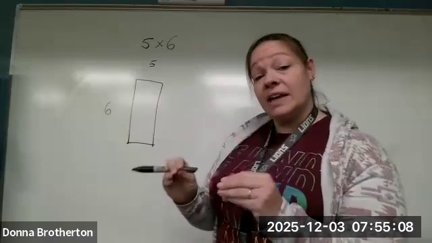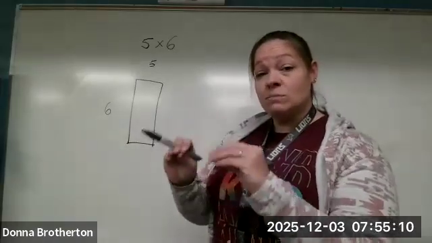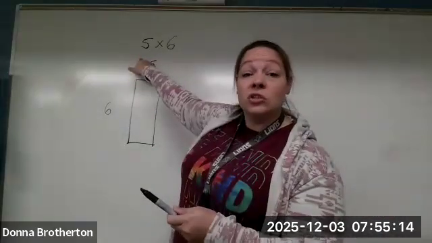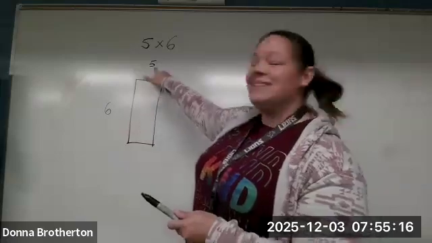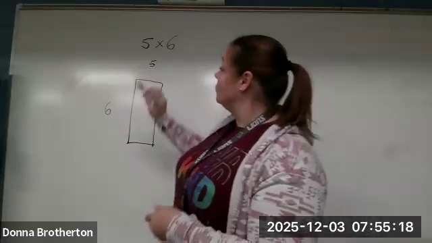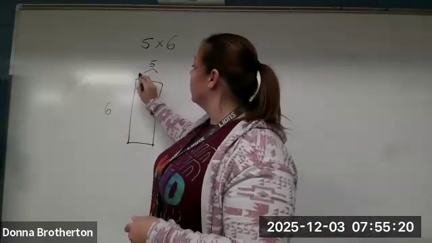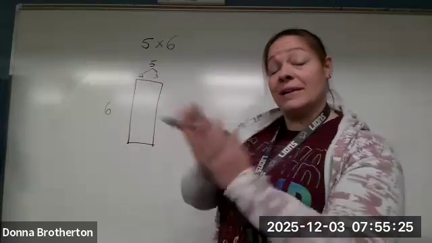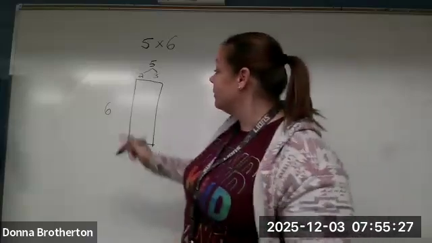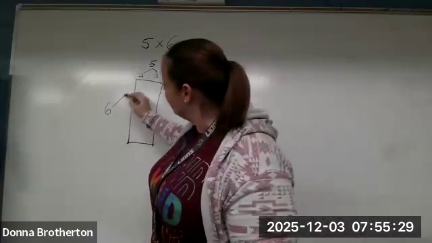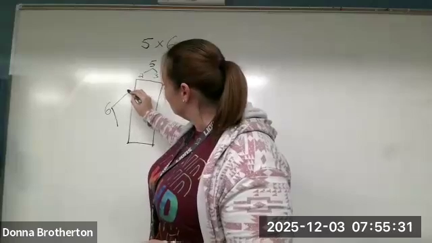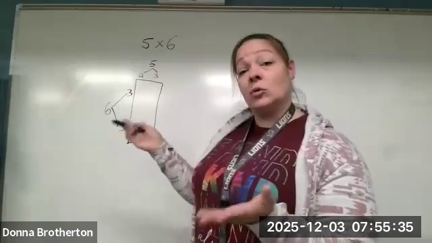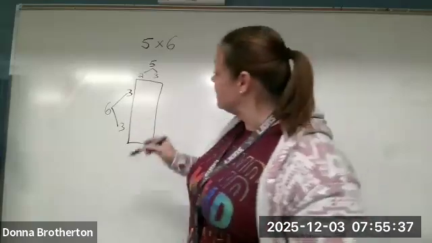Good. It's breaking down the numbers into smaller units, but when you put them back together, you're back to your original unit that you had before. So we can decompose 5 into a 2 and a 3, because when you put the 2 and 3 back together, you're going to equal 5. And then 6, we can decompose 6 into 3 and 3, because 3 plus 3 equals 6.